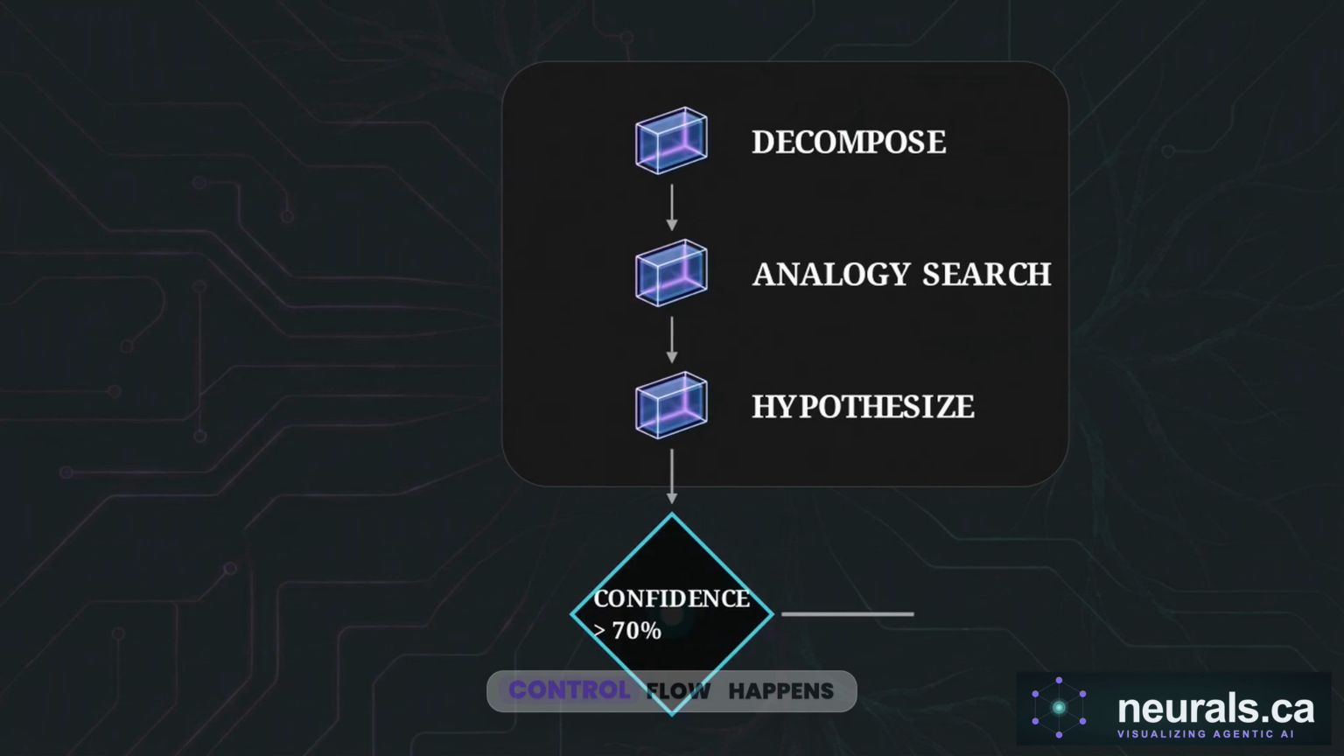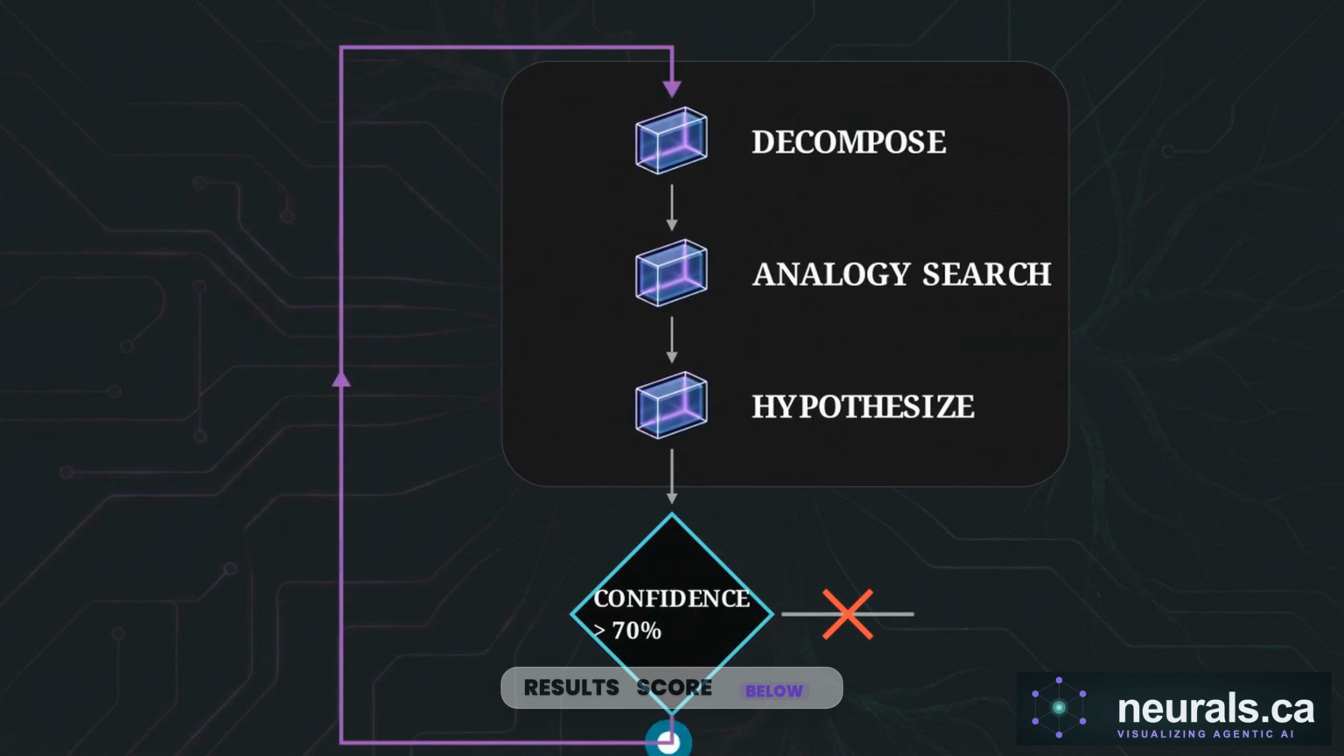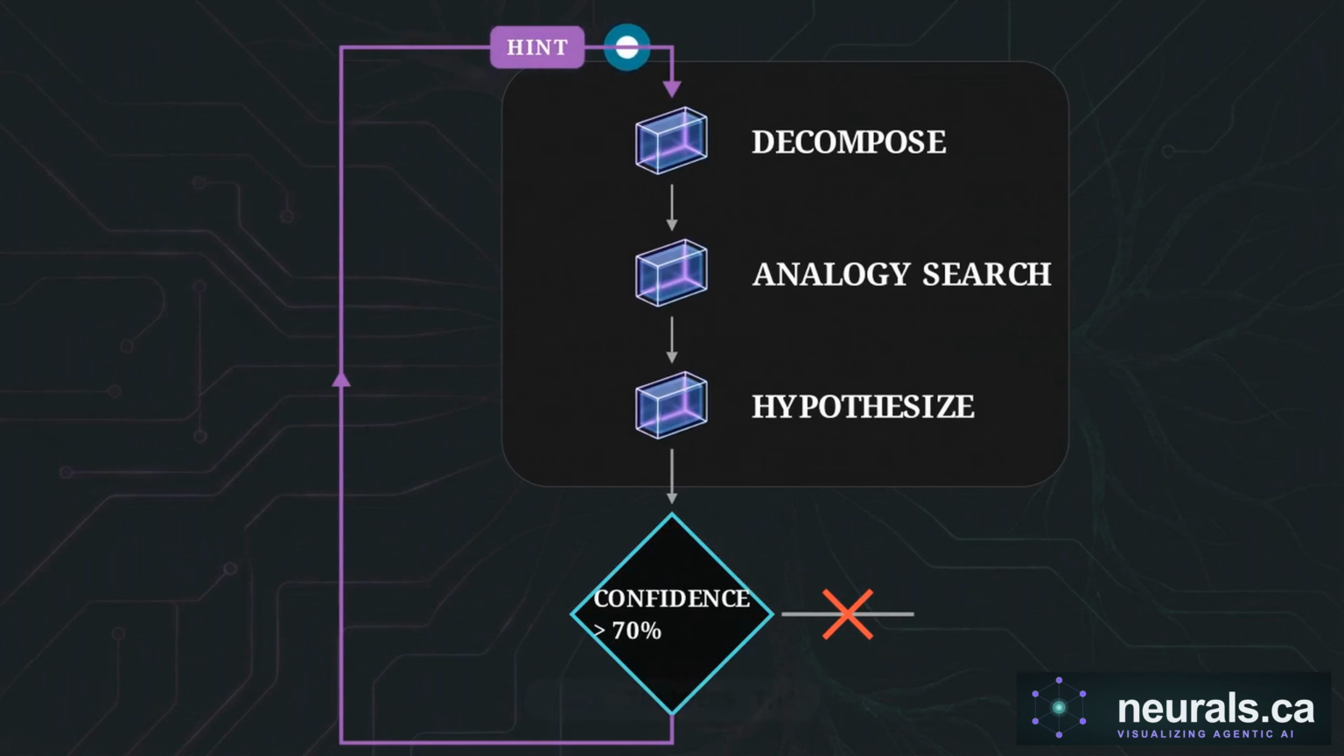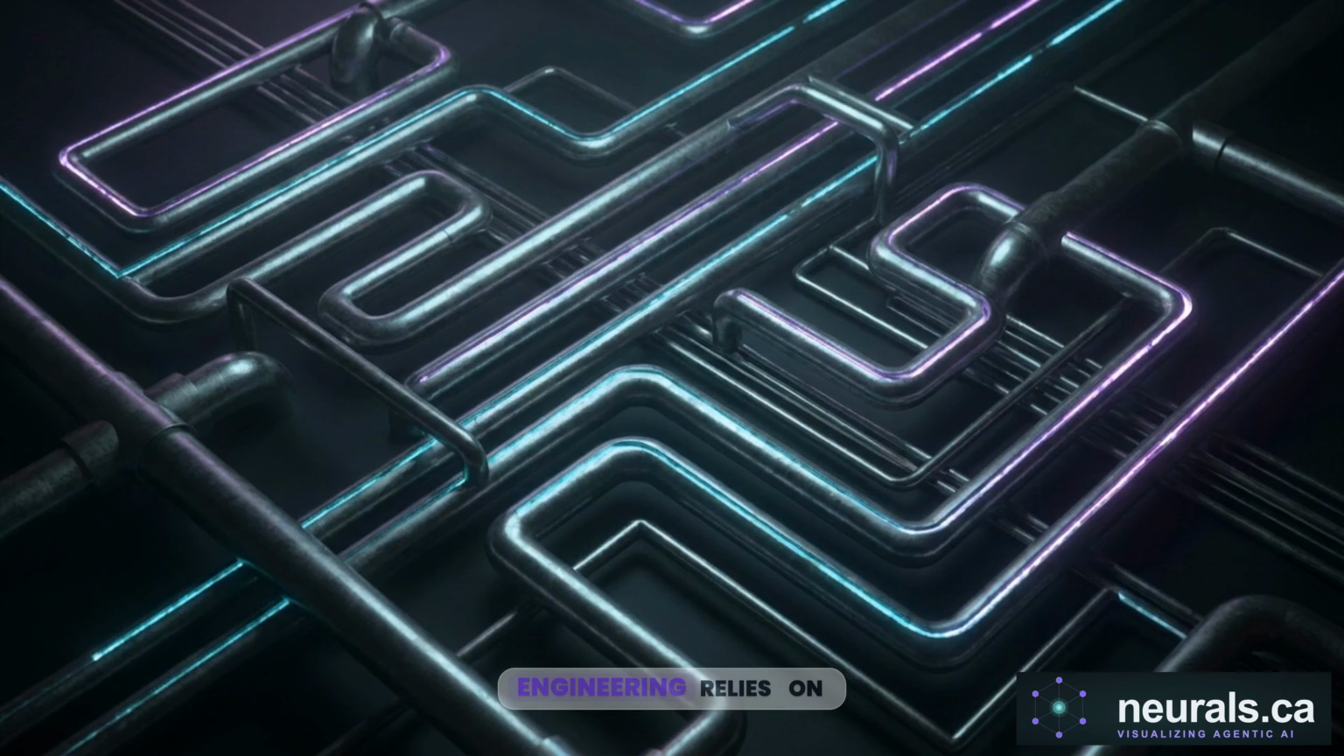The critical control flow happens at the confidence threshold. If the results score below the 70% limit, the script bypasses the return statement and triggers the refine and retry logic. Advanced AI engineering relies on deterministic routing structures that physically force language models to earn their conclusions through iteration.